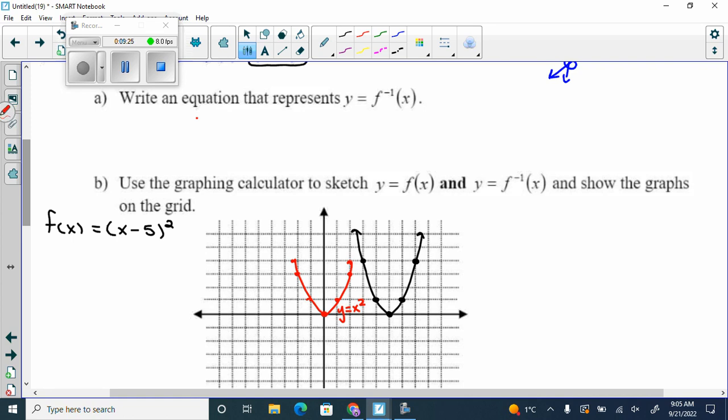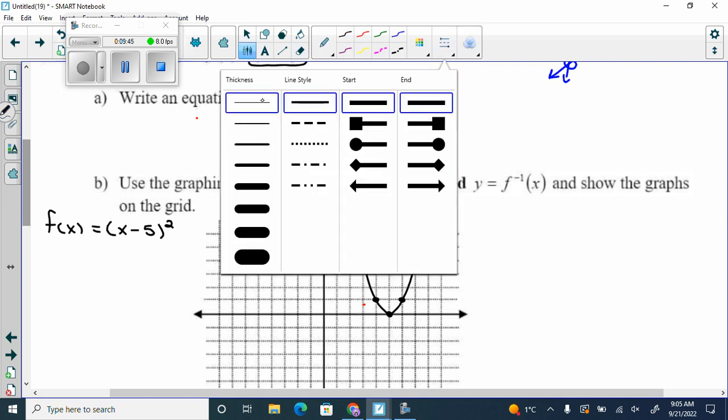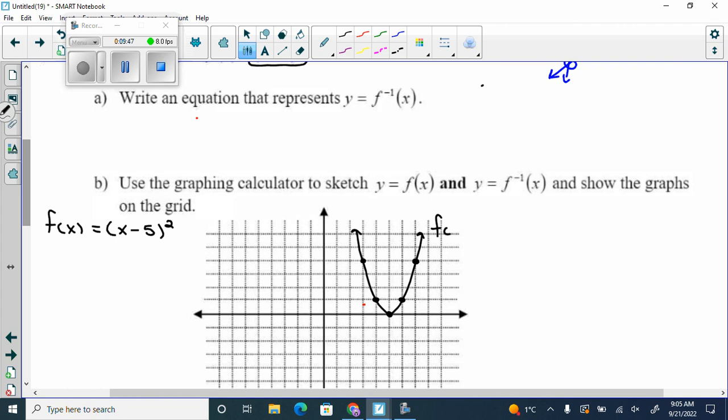Because in vertex form, you have your A, your P, and your Q. Your A is your vertical stretch, your P is how you move horizontally, and your Q is how you move vertically. So actually, last year, you were ready for transforming. Okay? So I'm going to label this black graph f of x. We always need to label, always, but especially when we have more than one graph.